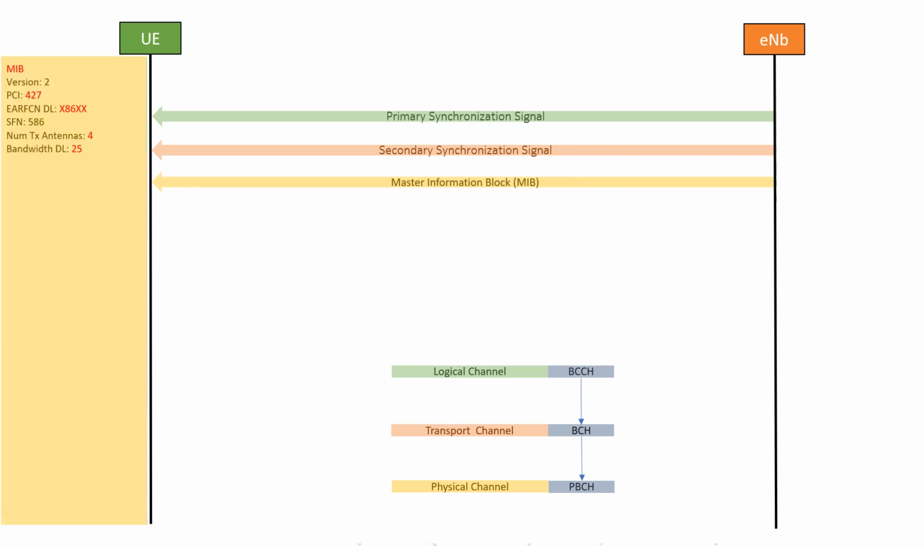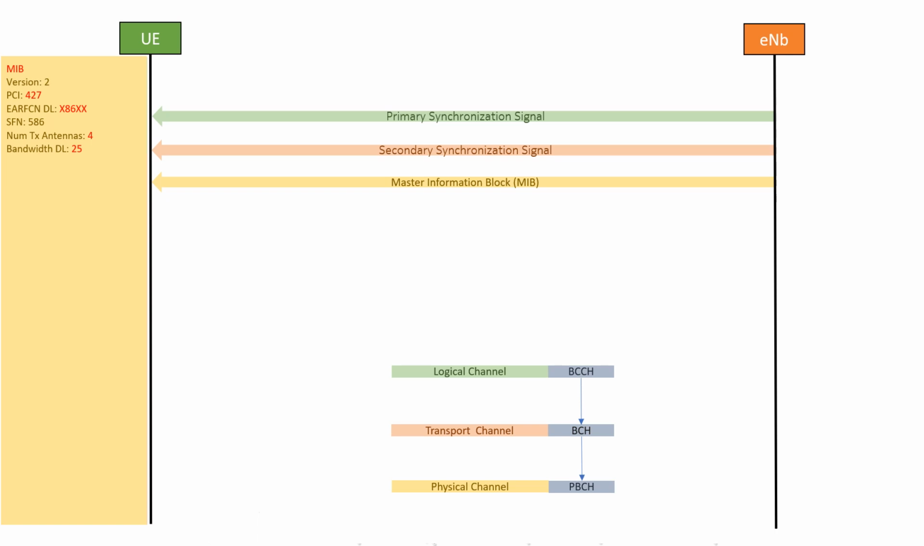MIB stands for Master Information Block, which is broadcasted by the eNode B every 40 milliseconds irrespective of any user's presence. User equipment downloads the MIB from the physical broadcast channel. The MIB is the first among other system information blocks.